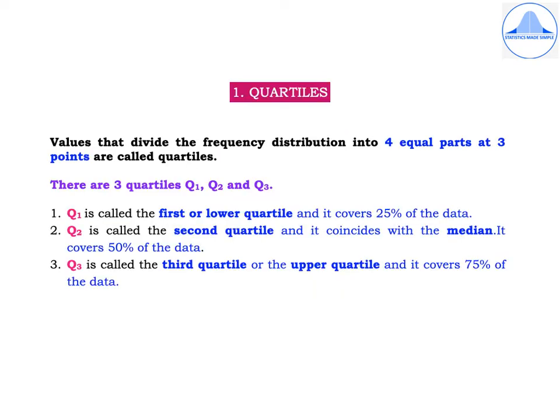With the quartiles, values that divide the frequency distribution into four equal parts at 3 points are called quartiles. There are three quartiles, that is Q1, Q2, and Q3. Q1 is called the first or lower quartile and it covers 25% of the data. Q2 is called the second quartile and it coincides with the median. It covers 50% of the data because you know that the median divides the data into two equal parts. And Q3 is called the third quartile or the upper quartile and it covers 75% of the data.